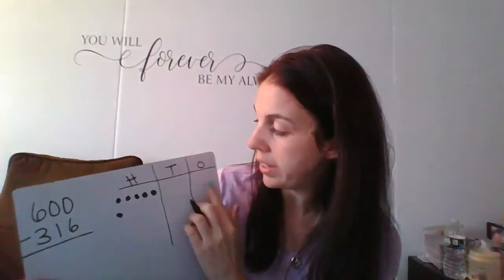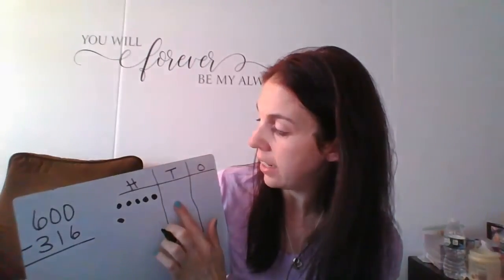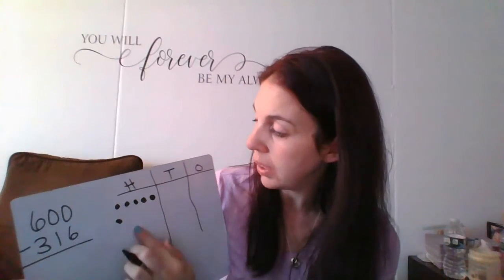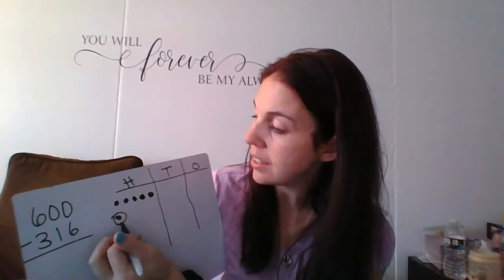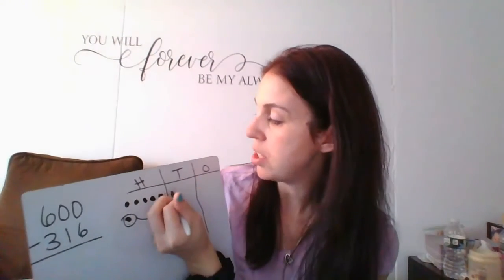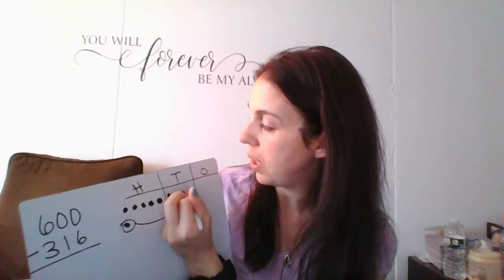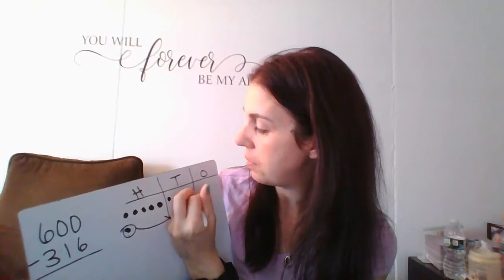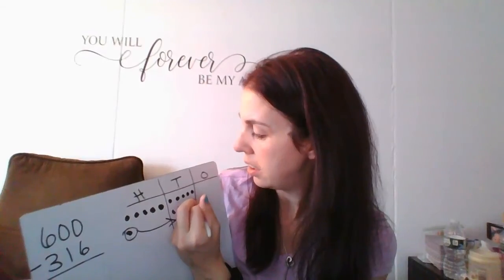We want to take away 6 ones. There are no ones here. We don't have enough. We'll come over here. There are no ones here. We have to keep coming over. So when we take this 100 and bring it to our tens, we know that 10 tens equal 100. So we have 10, 20, 30, 40, 50, 60, 70, 80, 90, 100. So 10 tens. Do I have enough to take away 6 ones?